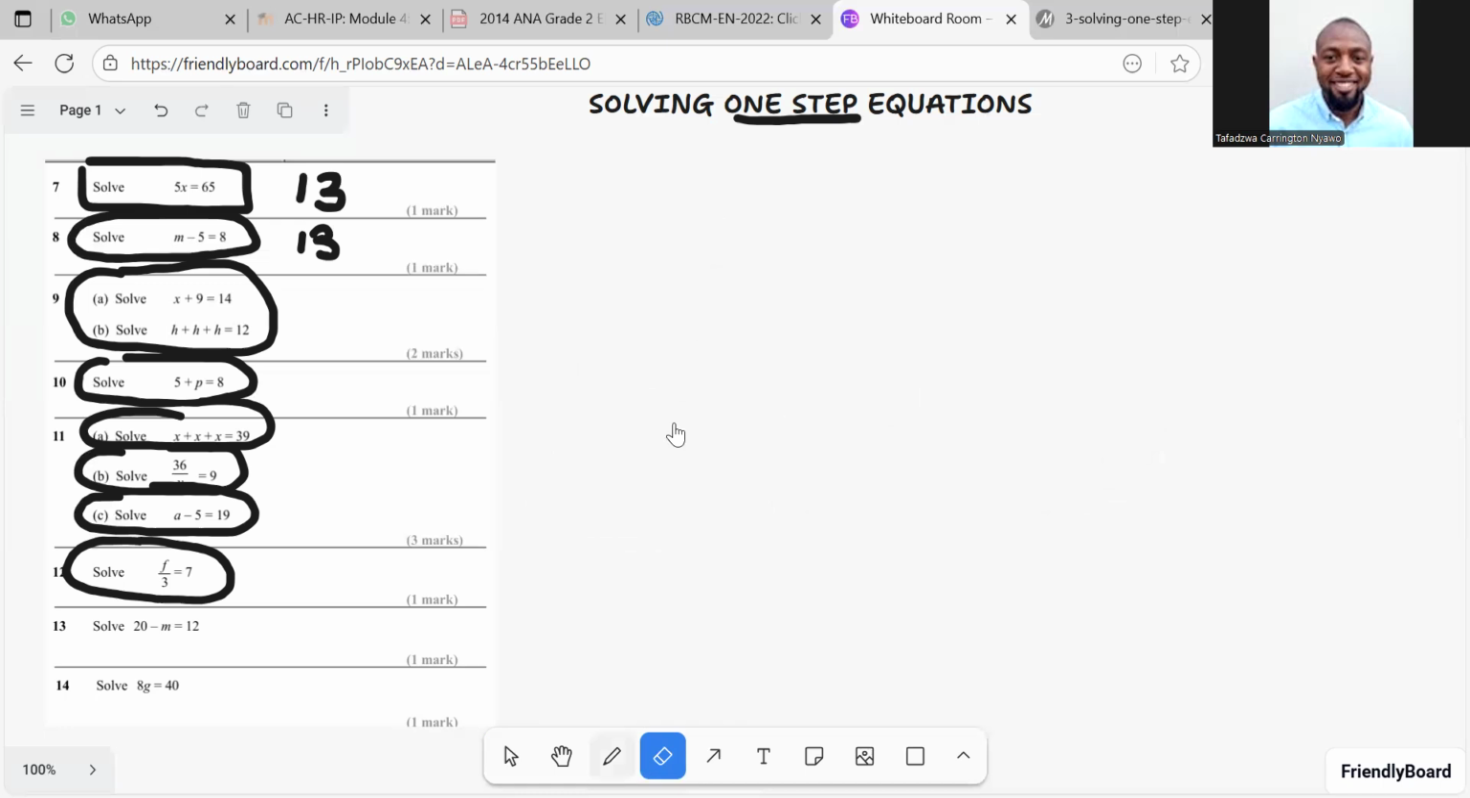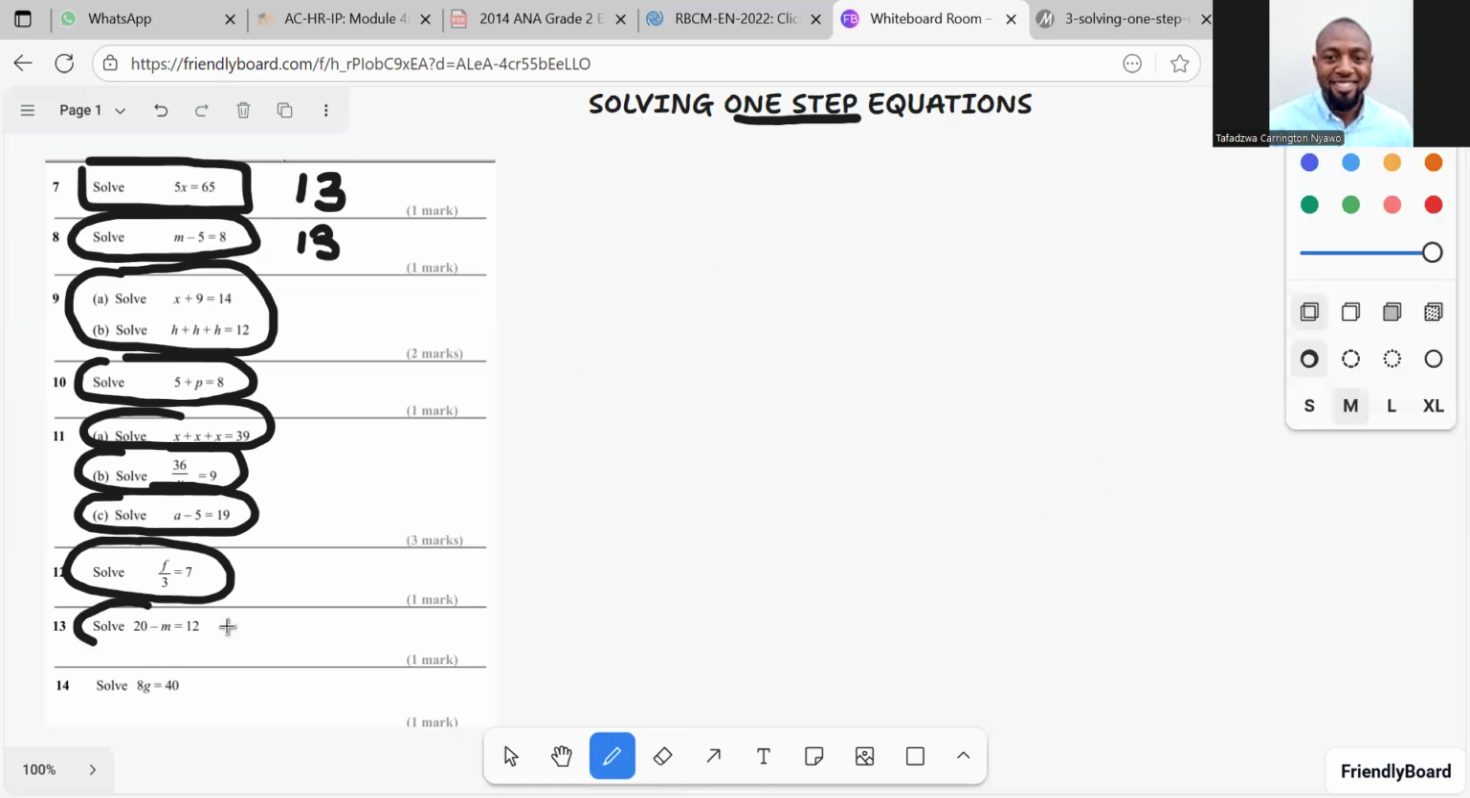Okay, so now let's solve this one, which is number 13. 20 minus m is equal to 12. Right, so first things first, I need to get rid of the 20. So which method would you prefer to use? Me, I'll just use this one, whereby I take a number to the other side.